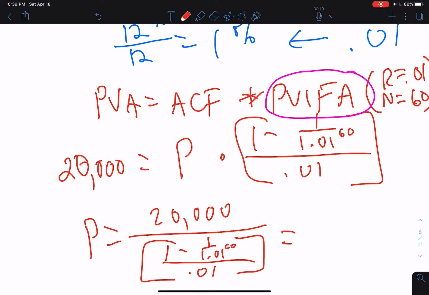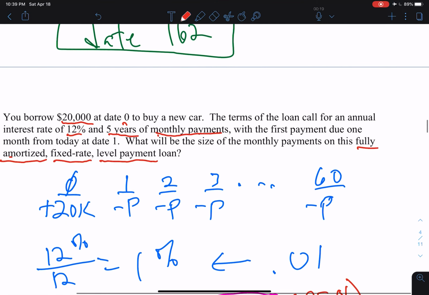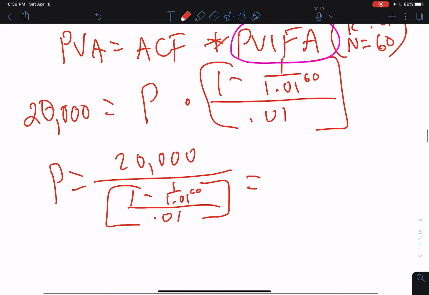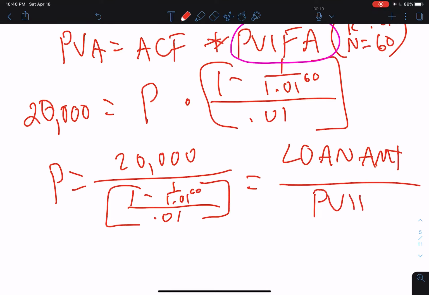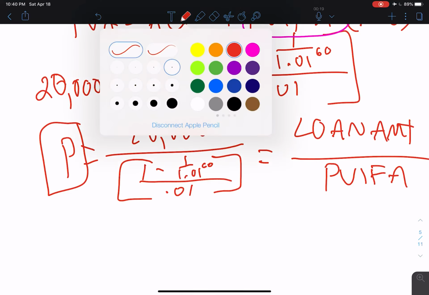Keep in mind the size of the payment for this type of loan, which is a fully amortized fixed rate level payment loan. The size of the monthly payment is going to be the loan amount divided by the appropriate PVIFA. That's always going to be the payment amount. Keep that in mind, very important. And by the way, let's think for a second, what's the size of the PVIFA going to be? Let's look at this interesting issue.